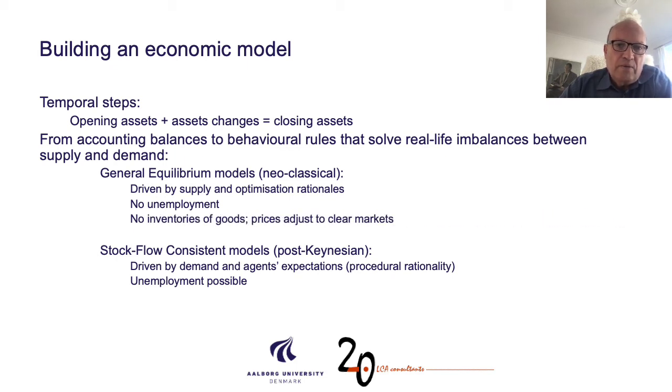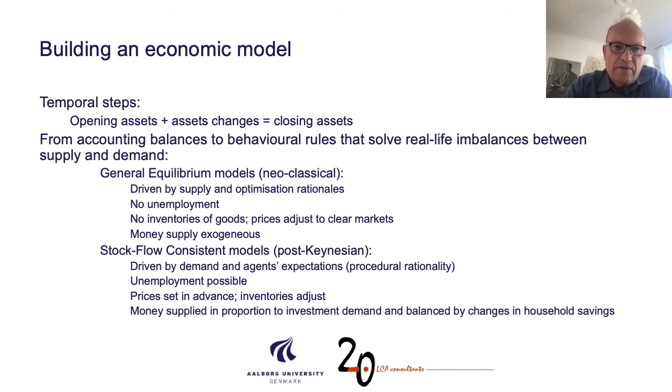In general equilibrium models, you have no inventories of goods, so you simply have prices that adjust until the markets are cleared, while in the stock flow consistent models, prices are set in advance and inventories then adjust to the prices. And finally, in general equilibrium models, money supply is exogenous, while in the stock flow consistent models, money is supplied in proportion to investment demand and balanced by changes in household savings.